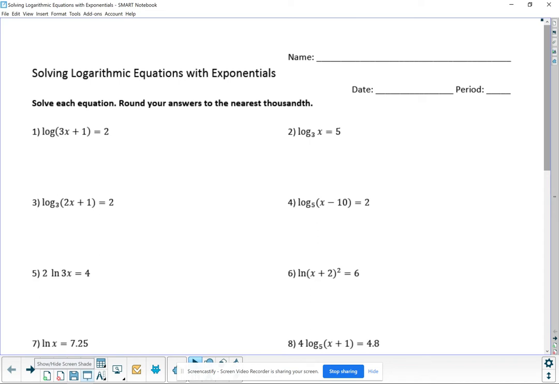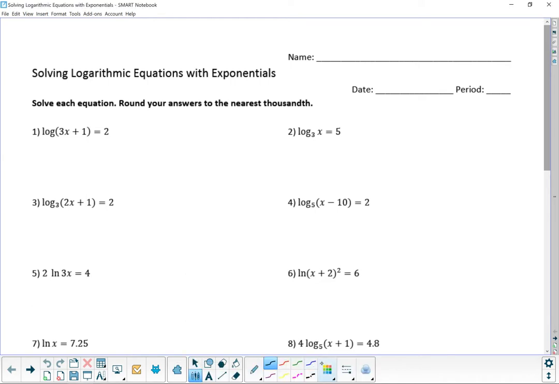All right, so today I'm going to go ahead and finish off this last assignment, or one of the last assignments, solving logarithmic equations with exponentials. Number one is one of the trickiest ones because, first of all, you don't see a log base. But if you don't see a log base, then you automatically have to assume that this is going to be a log base 10.